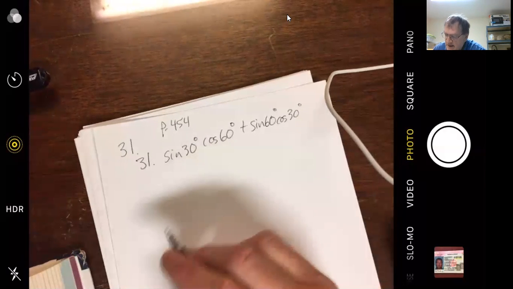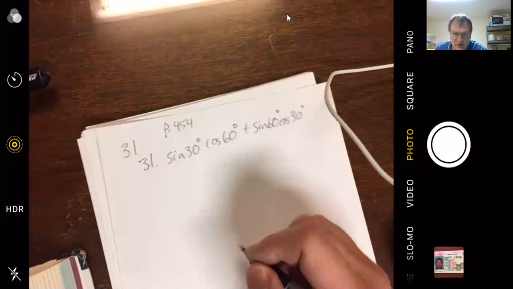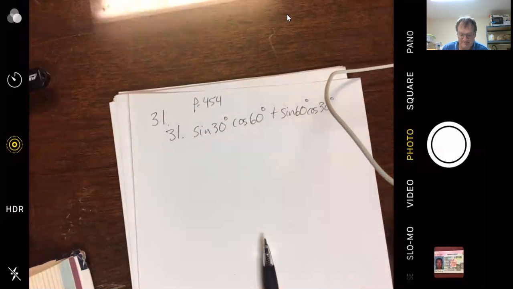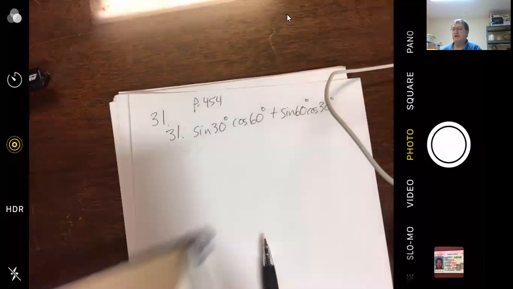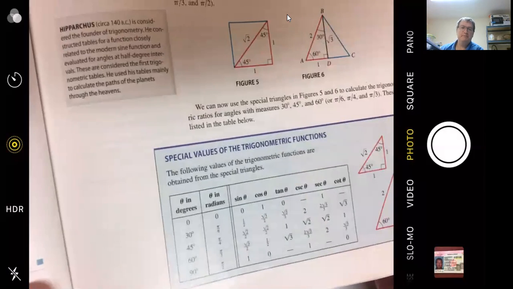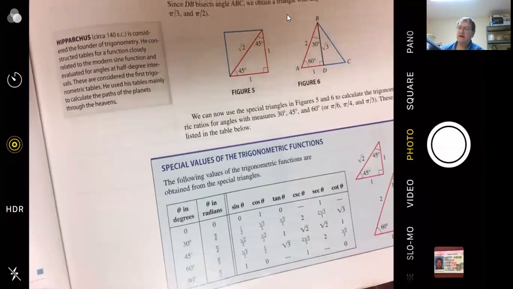All right, these are special angles. I don't know if you have them memorized. You can look back at the table and get them. This table right here. We tried to show you where these come from in Tuesday's video.